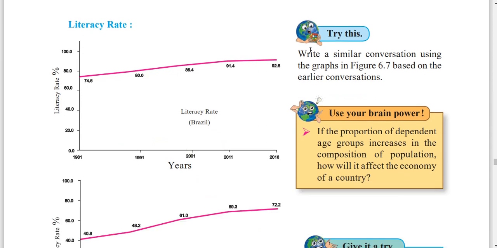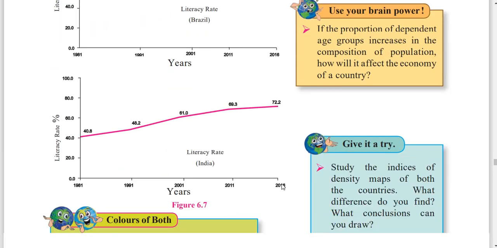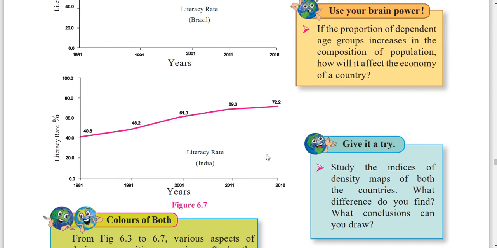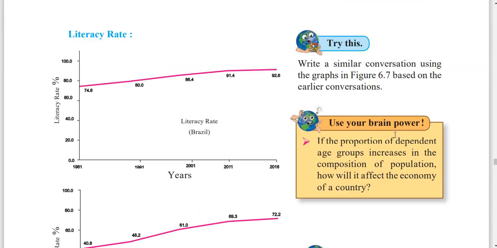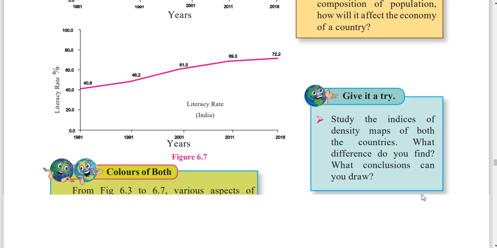Try this. Write a similar conversation using the graphs in figure 6.7 based on the earlier conversation. This is figure 6.7. Use your brain power. If the proportion of dependent age groups increases in the composition of population, how will it affect the economy of a country?